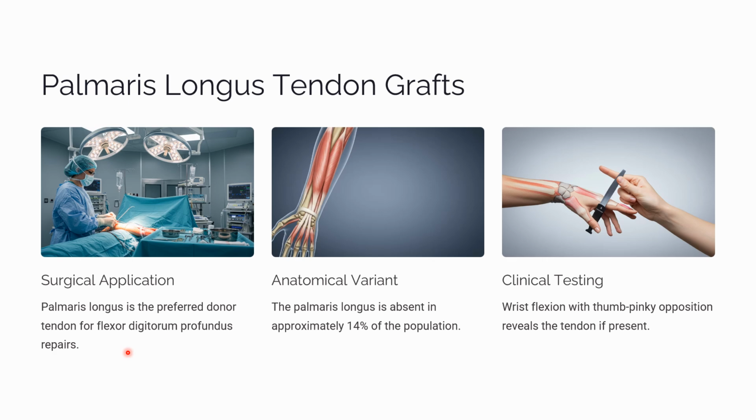And when there is any injury and we want a donor tendon, palmaris longus is the preferred donor tendon, but the palmaris longus is absent in approximately 14% of the population.